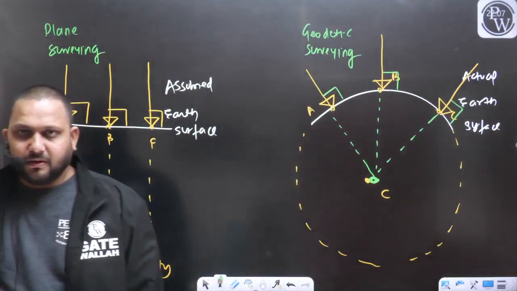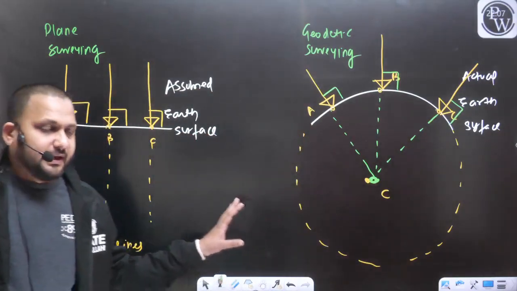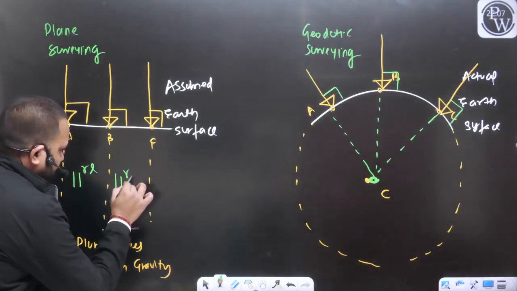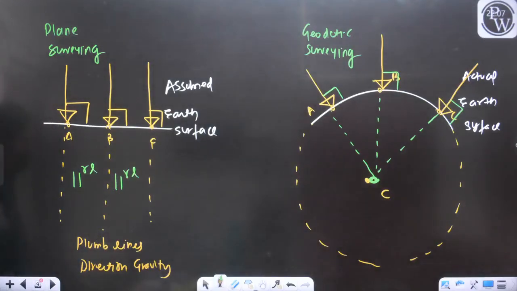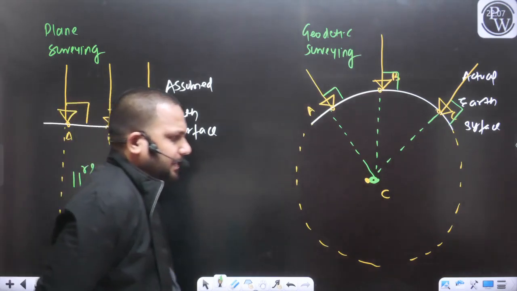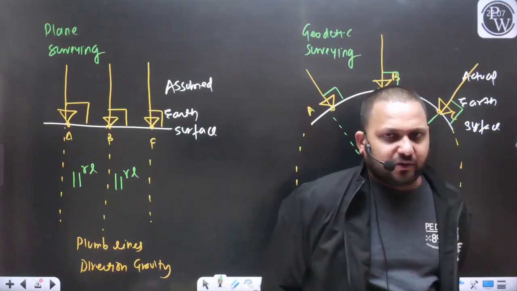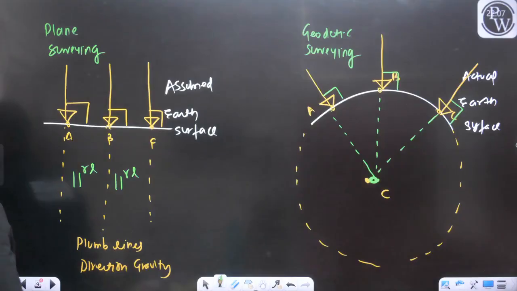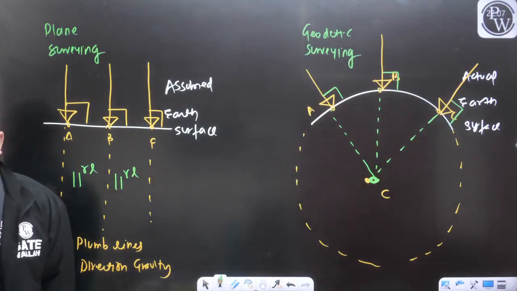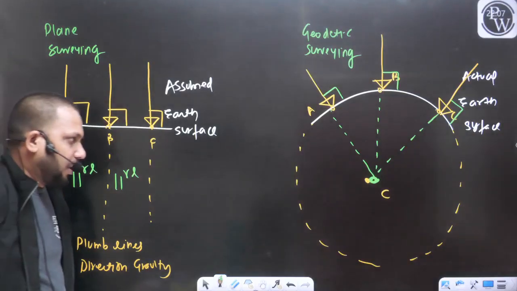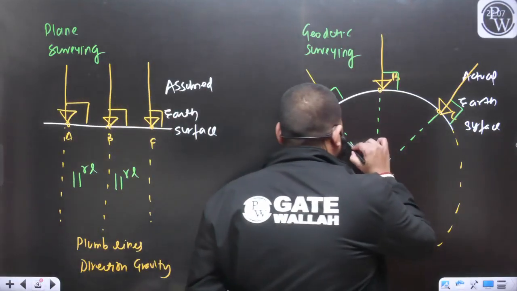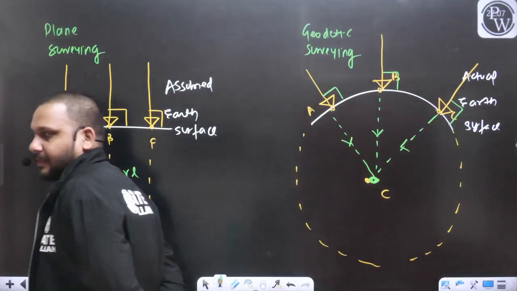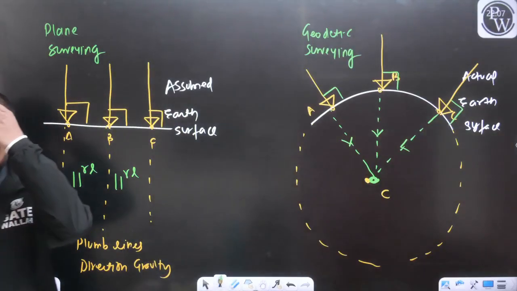But in the case of plane survey, all these plumb lines, or the direction of gravity lines, are going to be parallel to each other. In the case of geodetic survey, all the lines are going to meet at the center of the Earth.